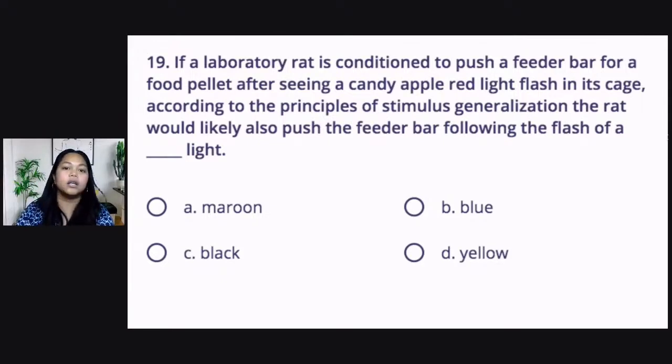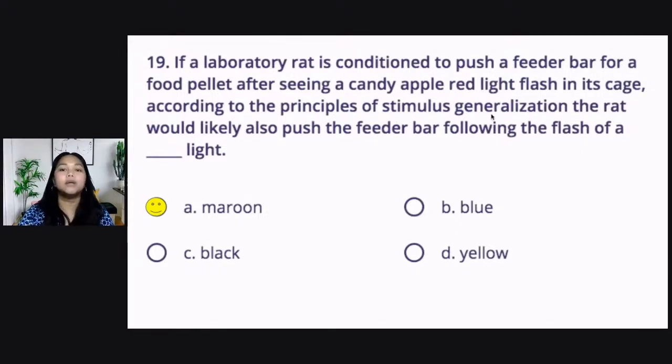Now, your question is asking about or talking about stimulus generalization. If your rat has already formed generalization based on the different stimulus or stimuli that it has, okay, now what likely the rat would likely also push the feeder bar with which kind of light? Is it letter A maroon, letter B blue, letter C black, letter D yellow? The correct choice of course would be letter A maroon kasi siya yung pinakamalapit sa candy apple red. Okay? Candy apple red. Parang ano nga yan? Watermelon sugar, okay? Candy apple red po yung light na ginagamit para i-push niya yung feeder bar.